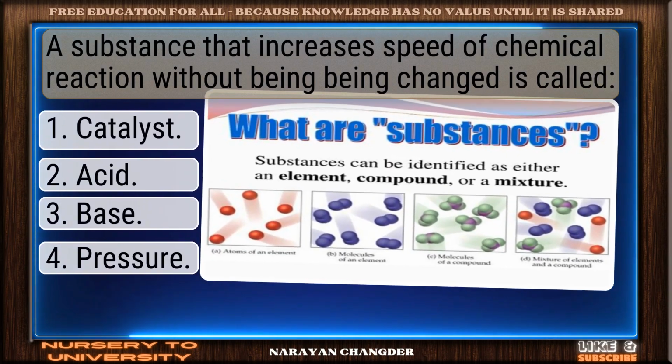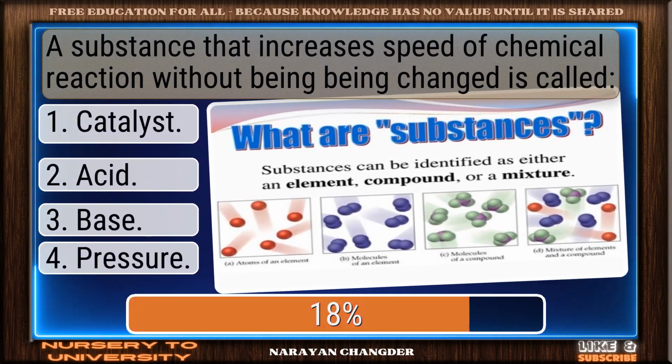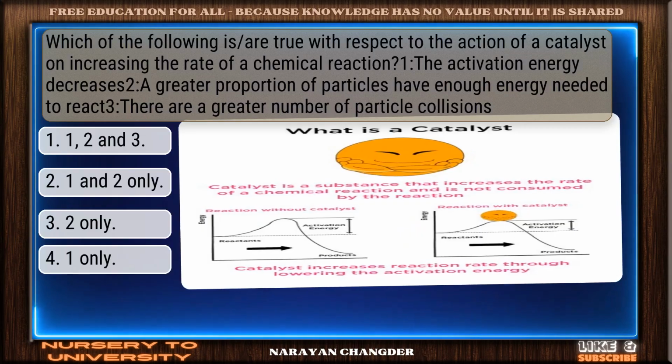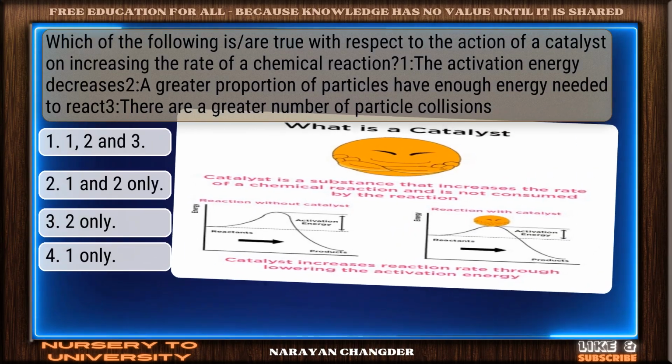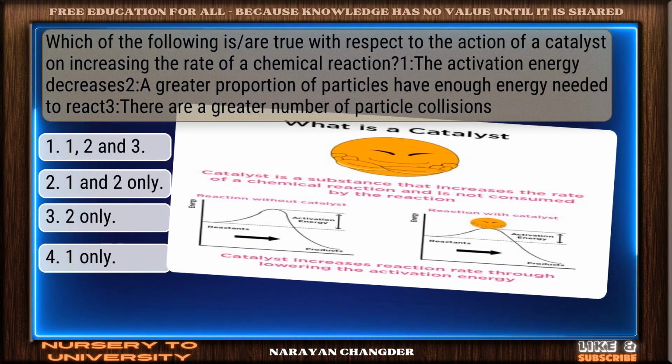A substance that increases speed of chemical reaction without being changed is called? Option 1, catalyst. Option 2, acid. Option 3, base. Option 4, pressure. That's it, catalyst.